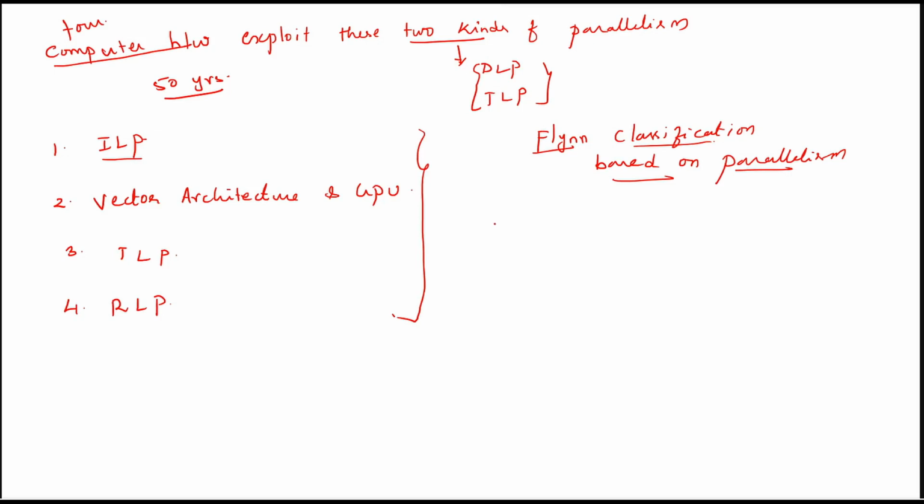So all computers are classified, and every computer will fall into one of these categories. One is SISD, next is SIMD, MISD, and the fourth one is MIMD. So this is single instruction, single data.